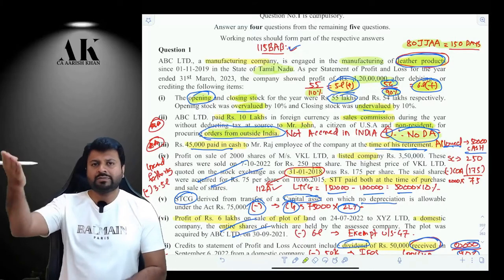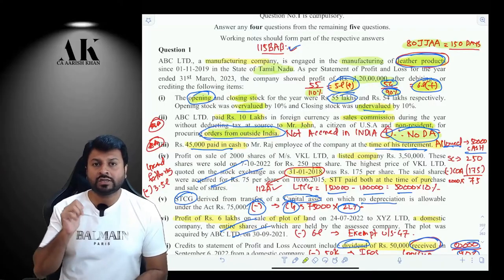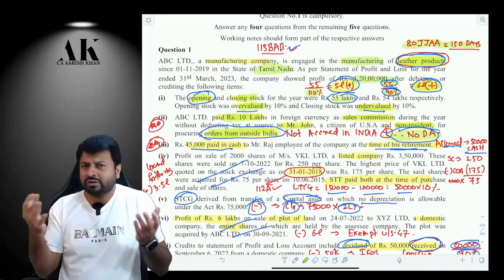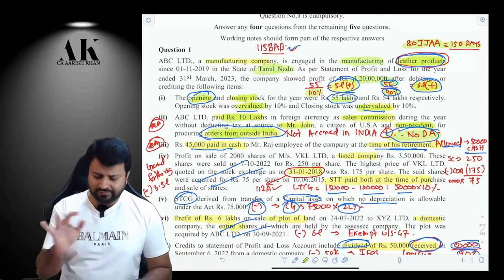Because the other person's income in section 195, when you deduct TDS, if the income of the other person is chargeable to tax in India. Now the income of Mr. John is not chargeable to tax in India because he is not procuring orders in India. He is procuring orders outside India. Therefore, do not make any disallowance.